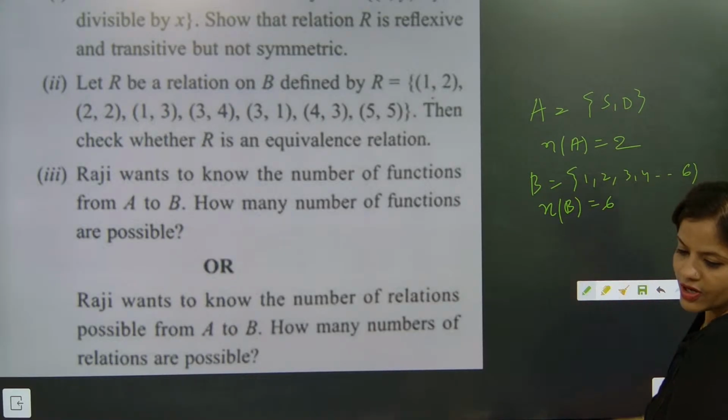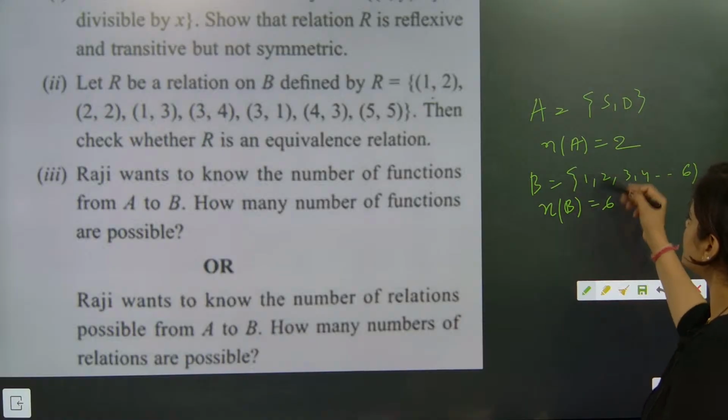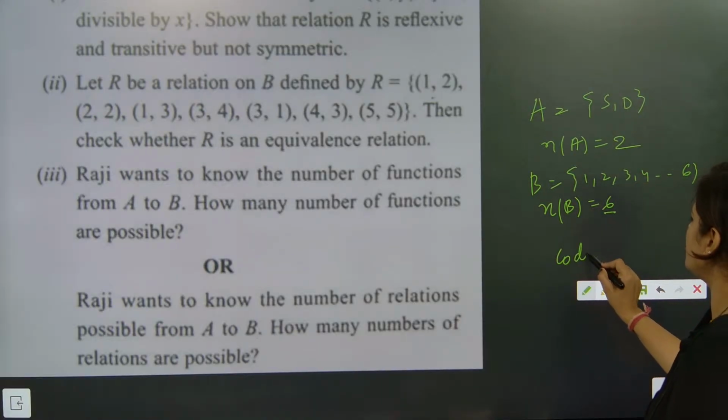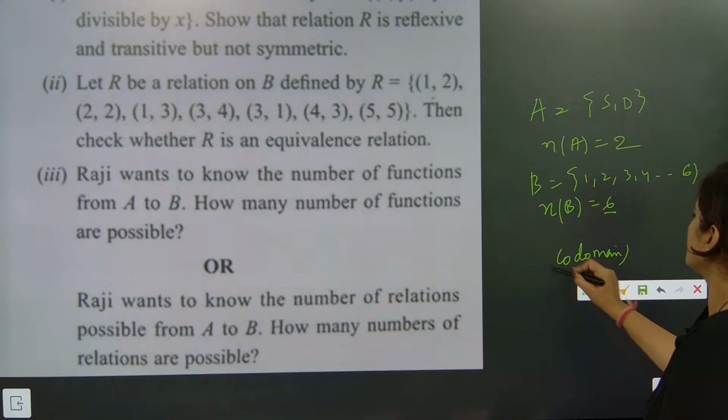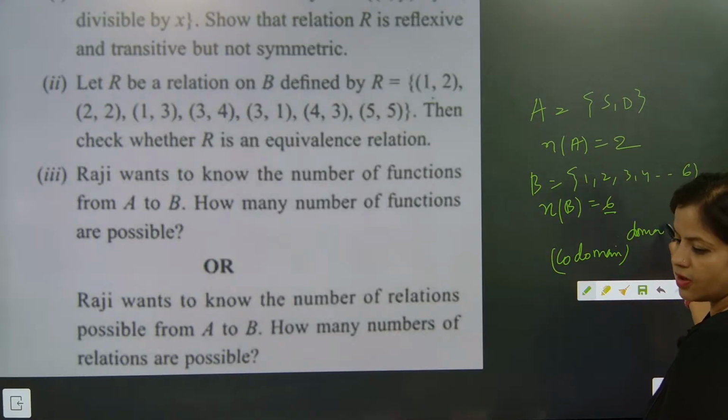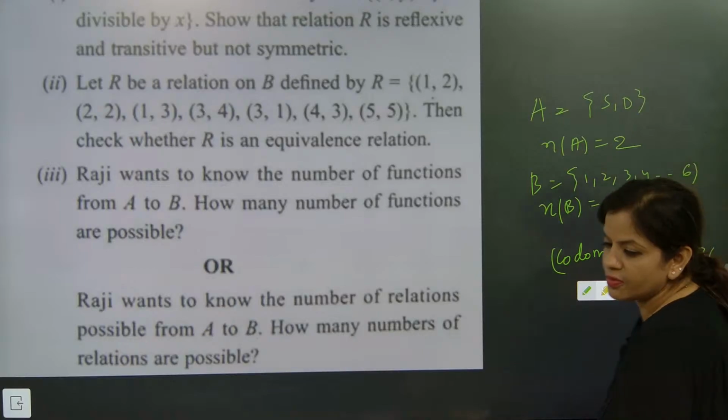So what is the formula? The formula is: codomain to the power domain. That is the number of functions. So here it will become 6 to the power 2, 36 will become the answer.